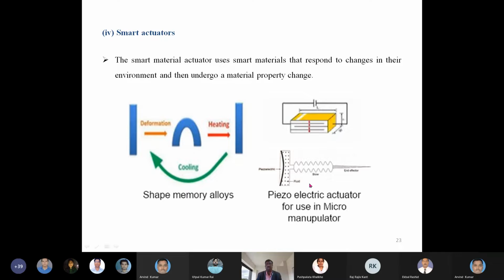So this is the way micro manipulators are used in the human body to inject fluid medicine, and it has become very common.